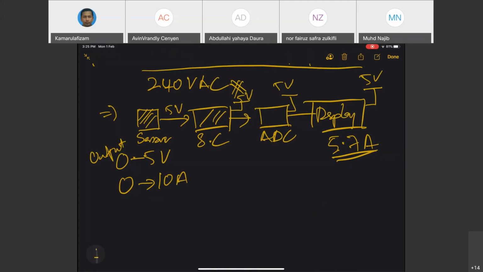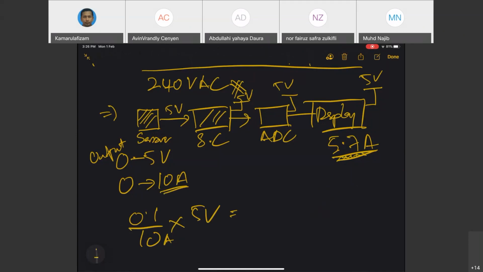Okay. What is the value here? Can anyone give me? 0.1 amp is something that I want to observe on the accuracy at the end. 10 amps is basically the full scale reading of the sensor, and 5 volt is basically the maximum voltage that the system can give. All right. What is the value here? Can anyone calculate for me? 0.05.